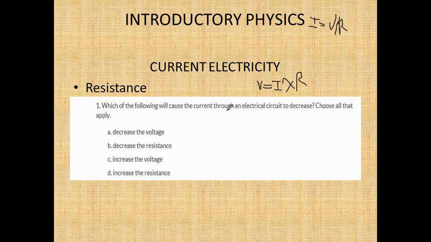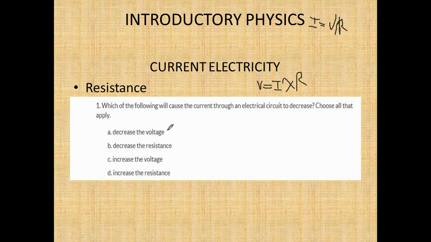So which of the following will cause the current through an electric circuit to decrease? Looking at the equation, what will cause I to be less? You either have to increase R or decrease V. So you're either going to decrease your voltage or increase your R, just by rearranging the equation and looking at it. So decreasing the voltage, yes, this one is correct.